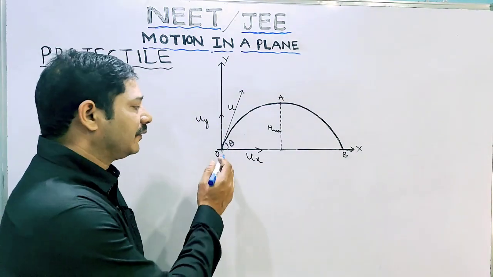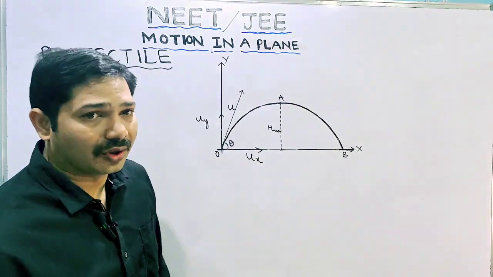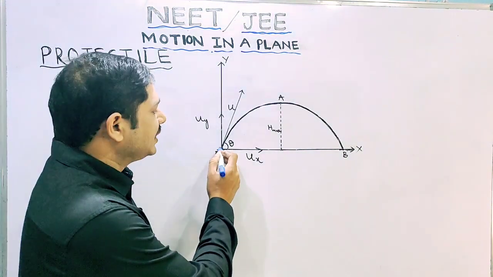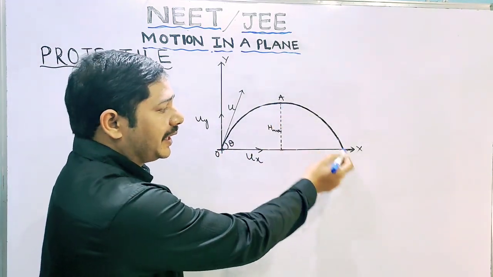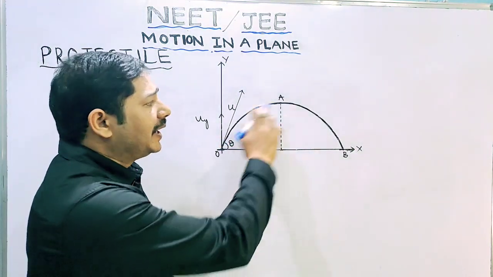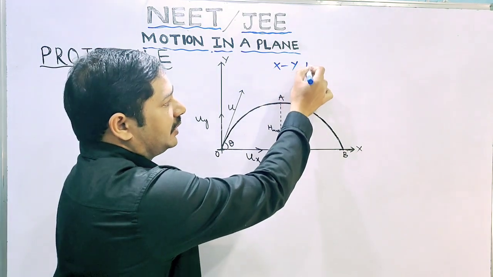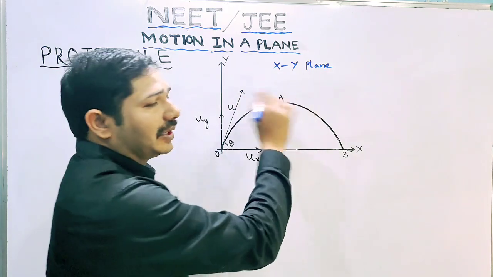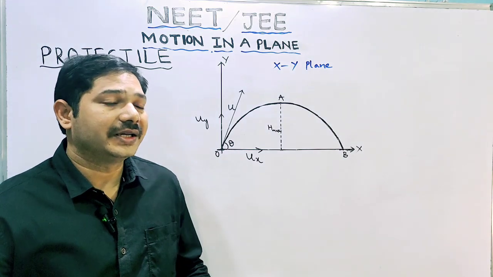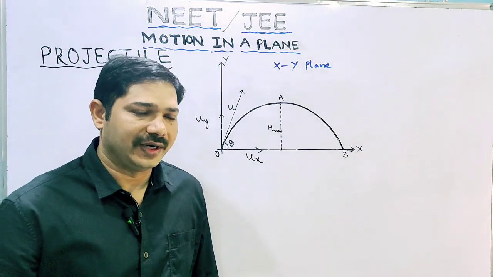Observe here, first from the origin O, I am throwing one body, like a stone or cricket ball or football. The ball goes along the path O to A, then A to B, and again reaches the ground after some time. This body's motion is in the xy plane, so it is two-dimensional motion. We will discuss in detail what changes occur in horizontal motion and in vertical motion.